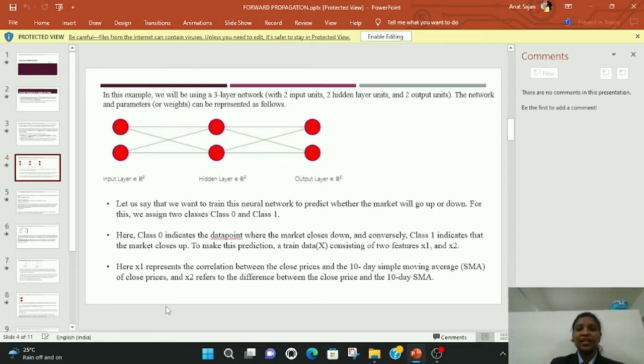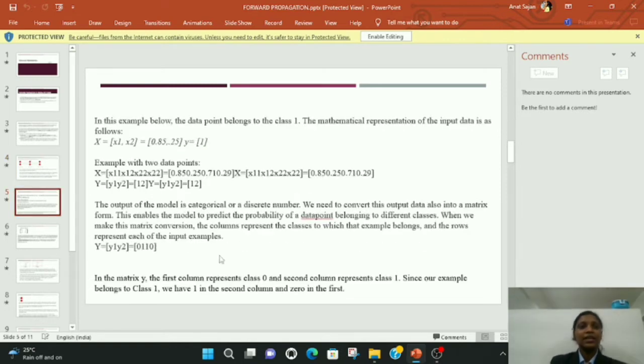To make this prediction, the training data X consists of two features, X1 and X2. Here, X1 represents the correlation between the close prices and the 10-day simple moving average of close prices, and X2 refers to the difference between the close price and the 10-day SMA. In the example below, the data point belongs to class 1. The mathematical representation of the input data is X equals the matrix of x1, x2, 0.85, 0.25, y equals 1. An example with two data points is given below.